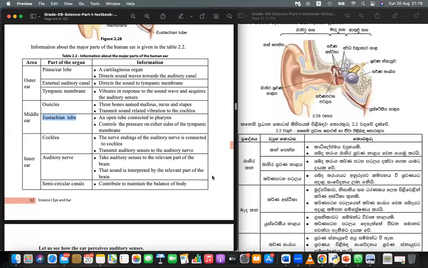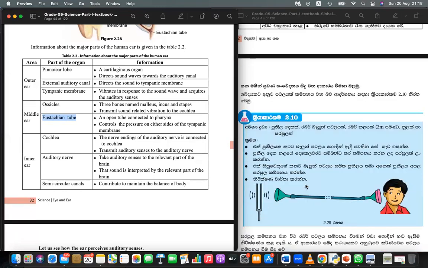So that's amazing content. It is not related to the hearing, but it's very important for the balancing of our body.